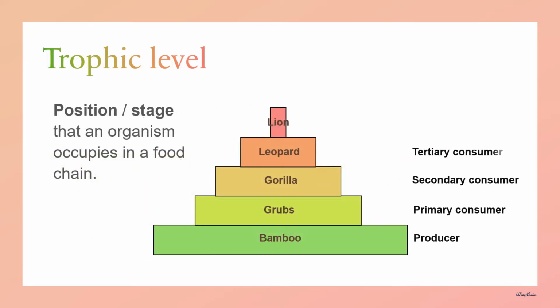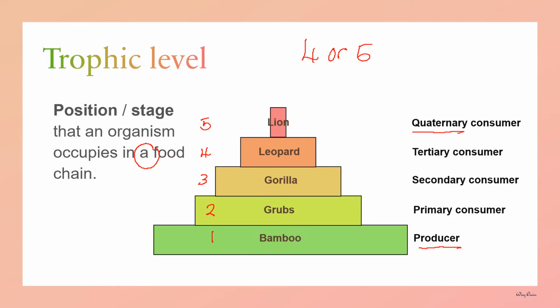Trophic level means the position or stage that an organism occupies in a food chain. In nature, one food chain consists of 4 or 5 trophic levels only. So here is the example of one food chain with 5 trophic levels. The first trophic level is always producer and is moving upwards up to the 5th trophic level, which is actually quaternary consumer.